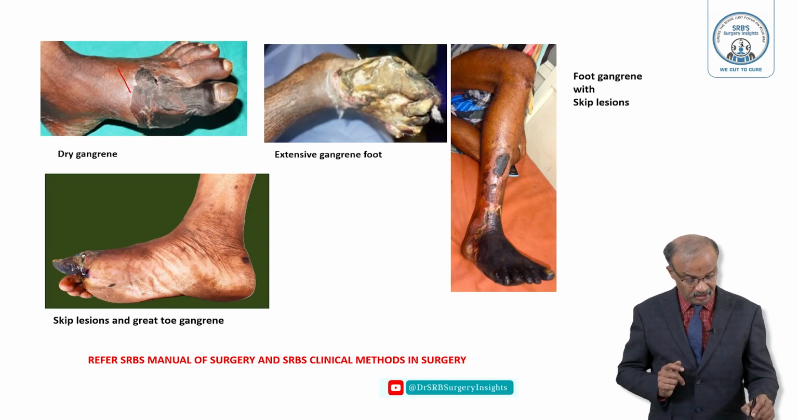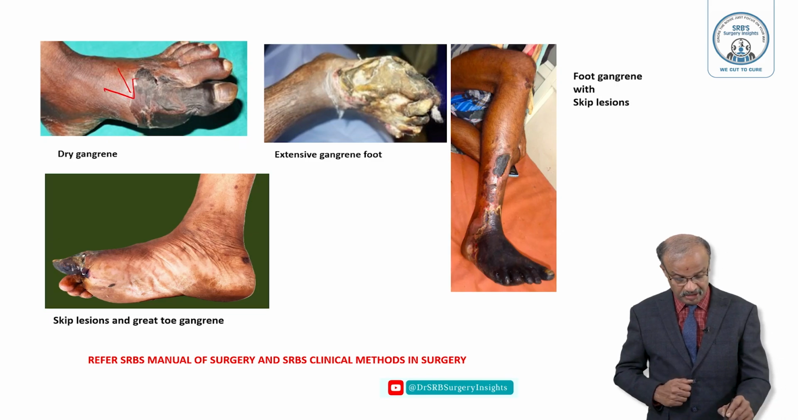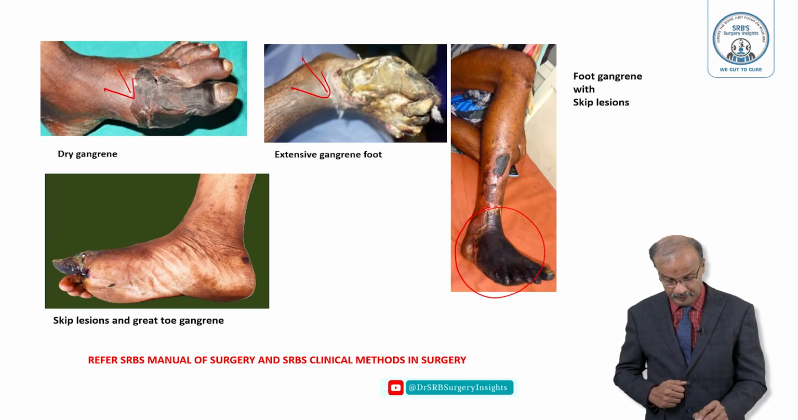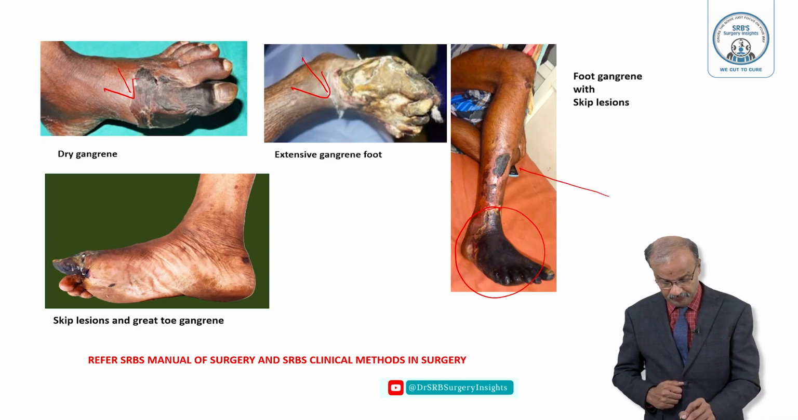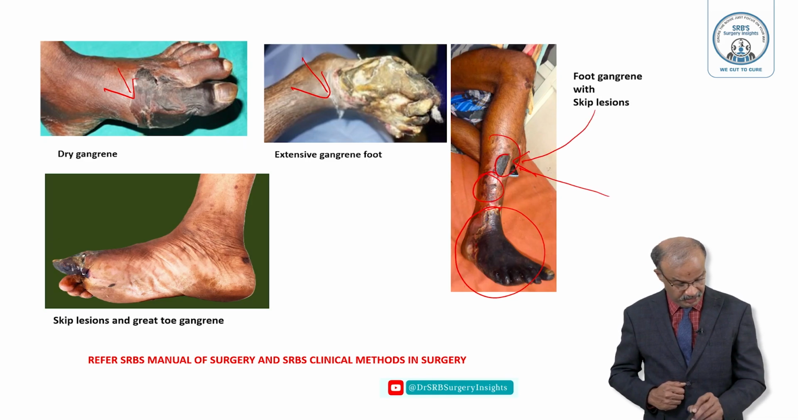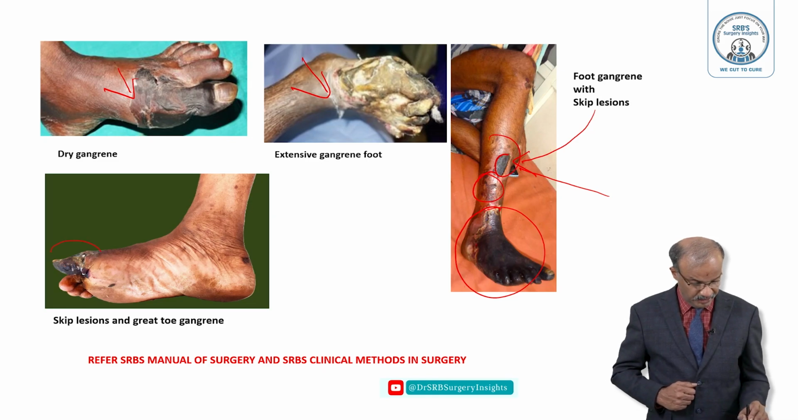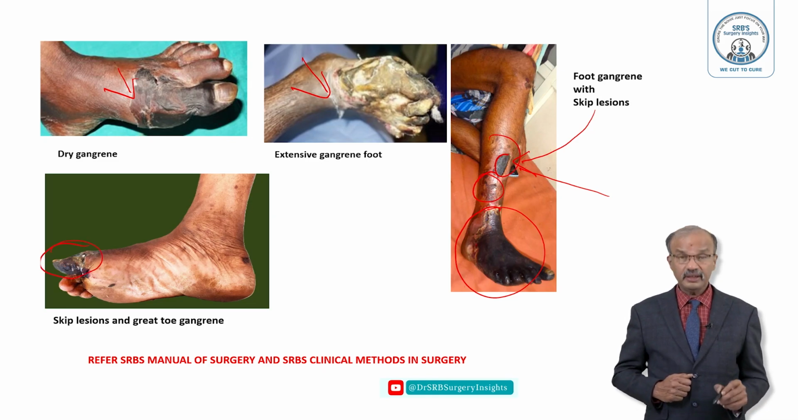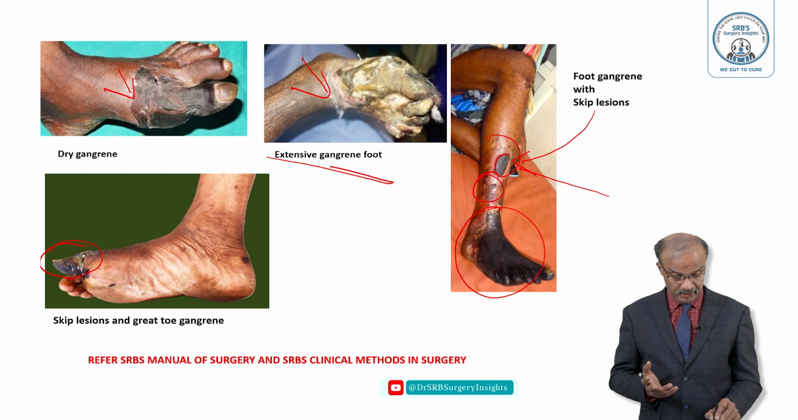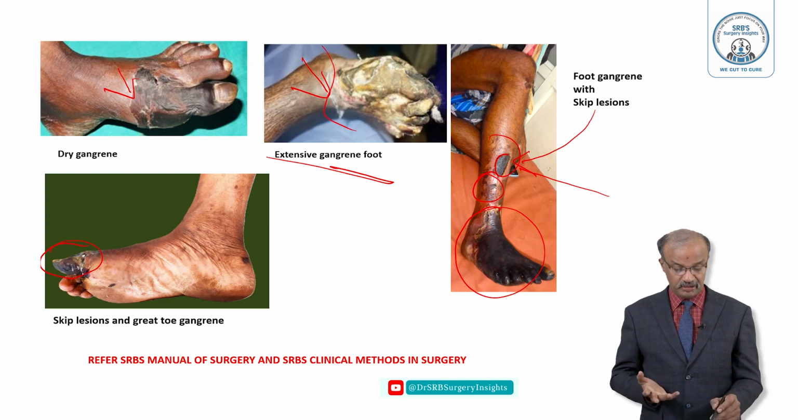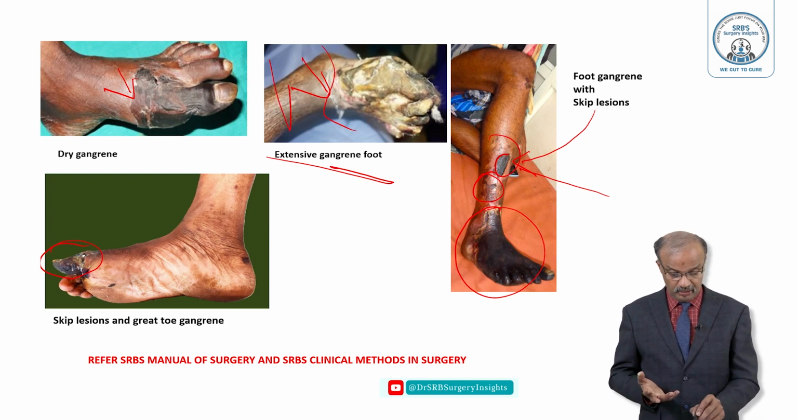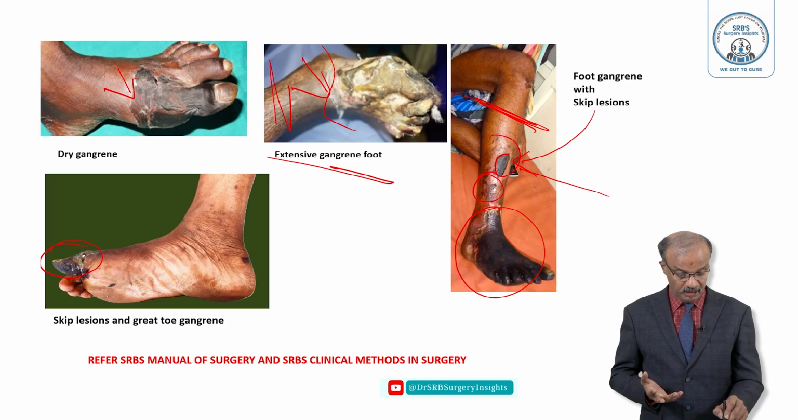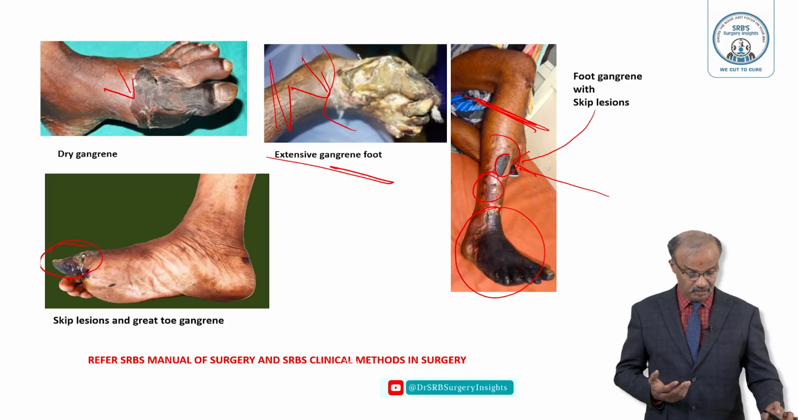See the line of demarcation here. See the gangrene here. See the skip lesion here. This is the skip lesion. See here again, dry gangrene. Like that, extensive gangrene here. You can see the entire foot. All these patients require a below knee amputation. So there is the difference you have to remember.